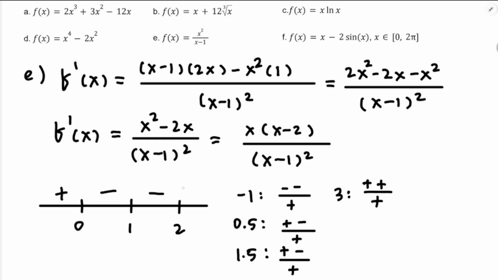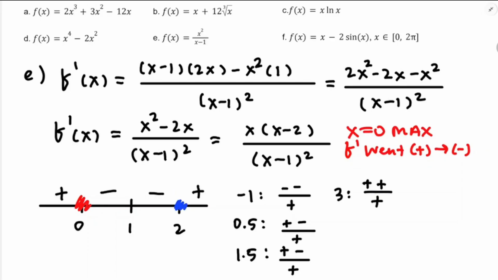All right. So a critical point where the derivative went from positive to negative is going to be x equals 0. That's a maximum. x equals 2 is going to be a local minimum.